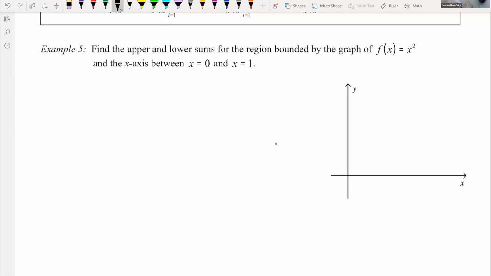Example 5, find the upper and lower sums for the region bounded by the graph of f of x equals x squared and the x-axis between 0 and 1. So if you pause for a moment and look back at the very first example in the section, these two problems go hand in hand, because in the first example, it said, go ahead and estimate the area under this same curve between 0 and 1 using, I think we used 4 rectangles. And then we looked at it on GeoGebra, right? So we're going to do the same thing here, but we're going to do it in general this time. We're not going to do it for 4 rectangles. We're going to do it for n rectangles.